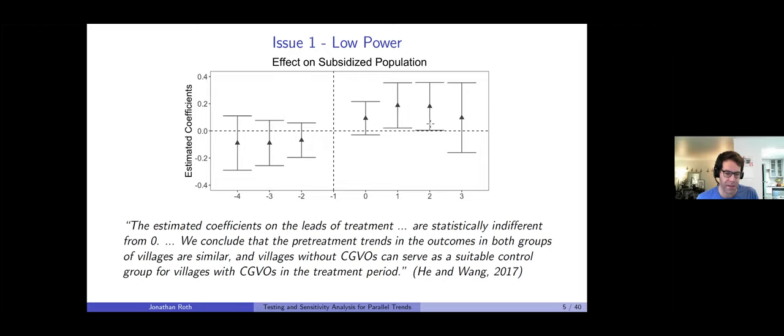So if the true trend were just a straight line with this slope, we also wouldn't reject. We also can't reject that that is actually the true pretreatment trend, but that would be a concerning trend for us if we thought the trend could continue linearly.